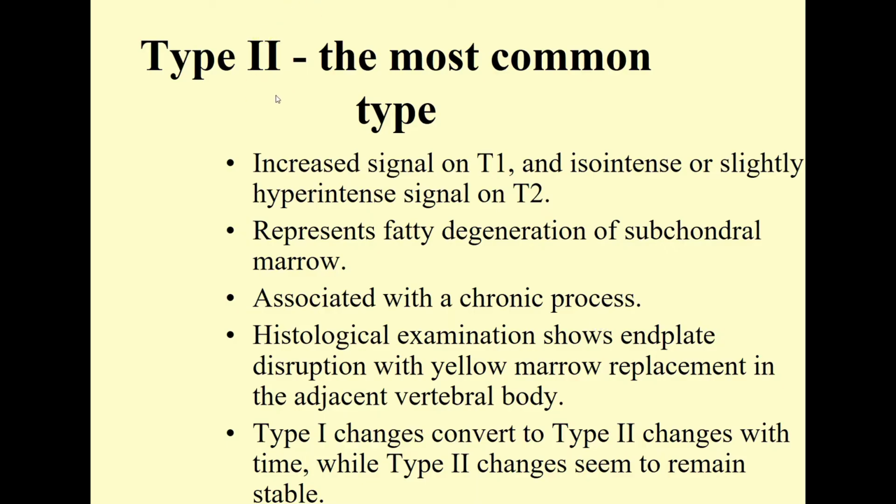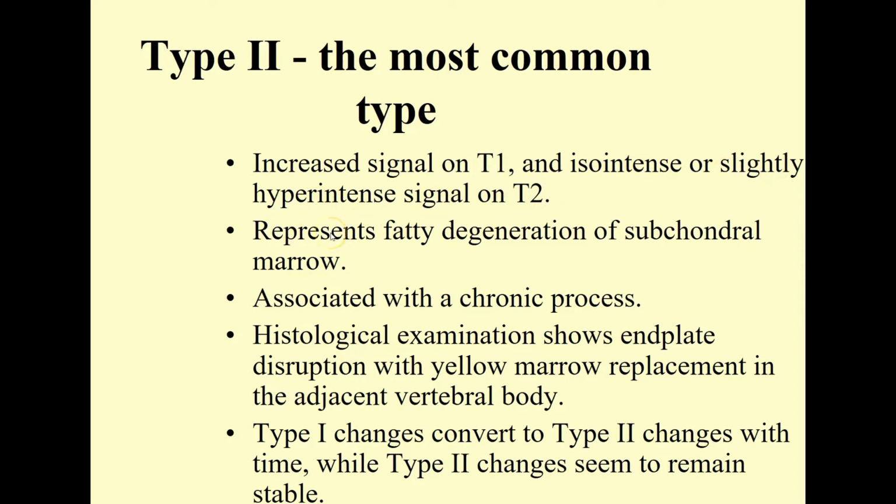Now, type 2 is where we find most patients, and we think every type 2 started out as a type 1. But those type 1 patients don't often have enough complaint or a serious enough complaint to move them into an MRI setting. Not so with the type 2 patients. So most common in that it's where we find most of our symptomatic patients. Now in this case, we're going to see increased signal on T1 and either an equal intensity, isointense, or a slightly hyperintense signal on T2.